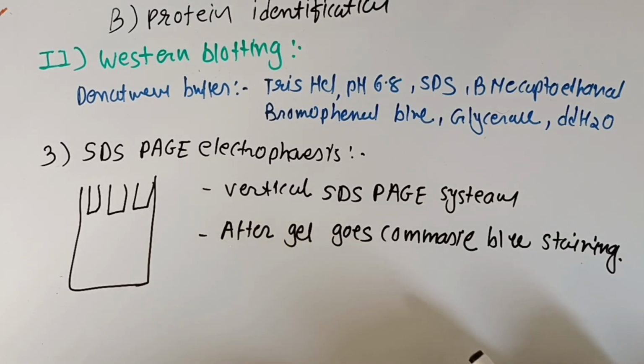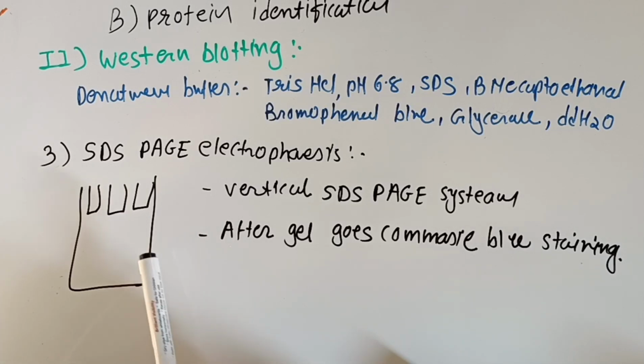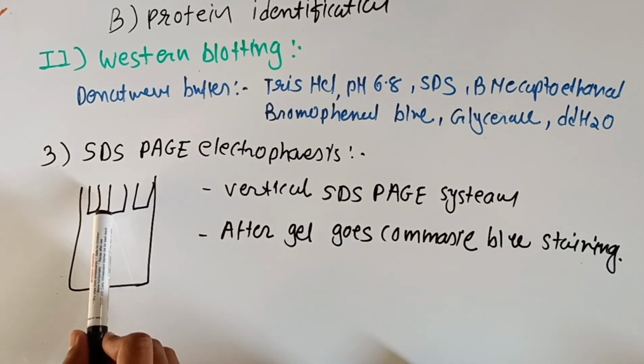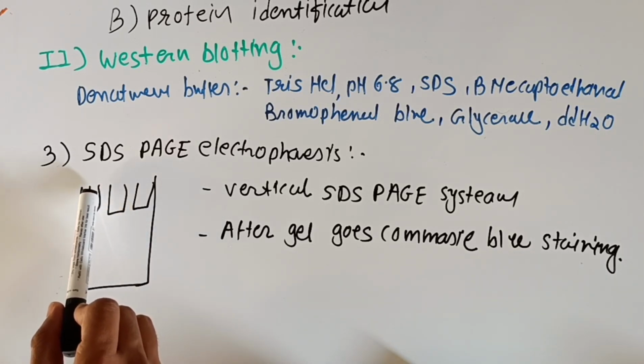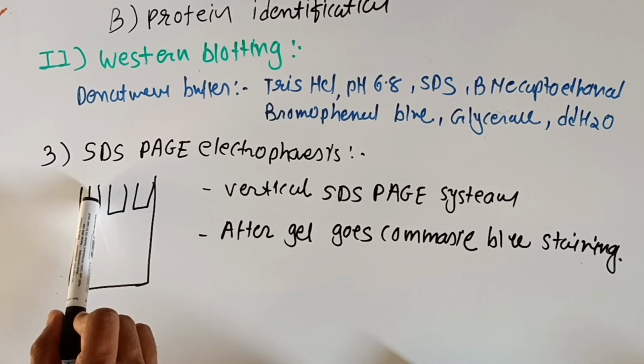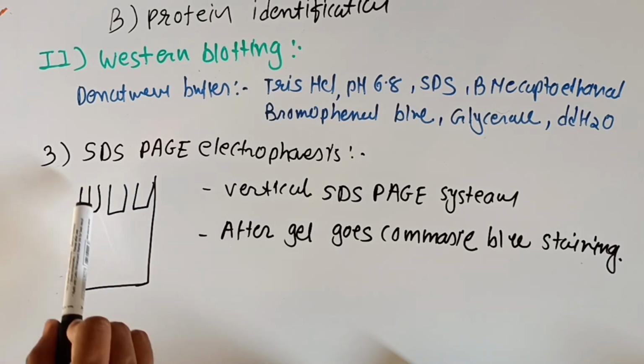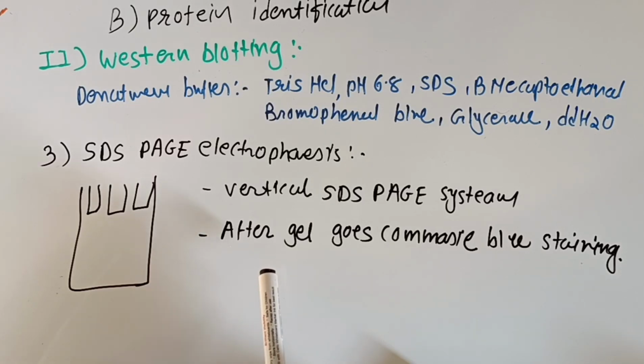For that, basically a vertical system is used, where protein samples and marker are loaded in a vertical SDS-PAGE system. Here the buffer is applied, and the wells are created via the comb. The protein sample is put down here. The direction of migration of the sample in a vertical SDS-PAGE system is as you can see here, and after this electrophoresis, the gel goes for Coomassie blue stain.